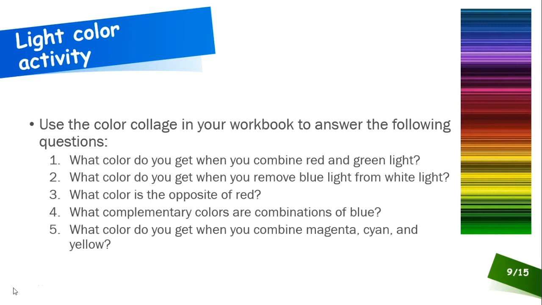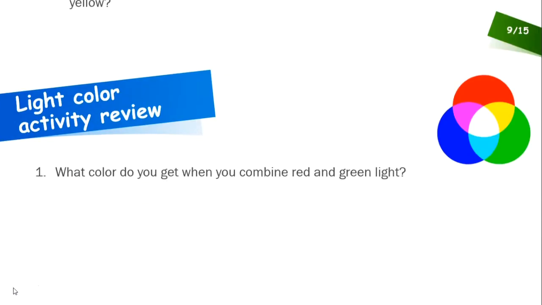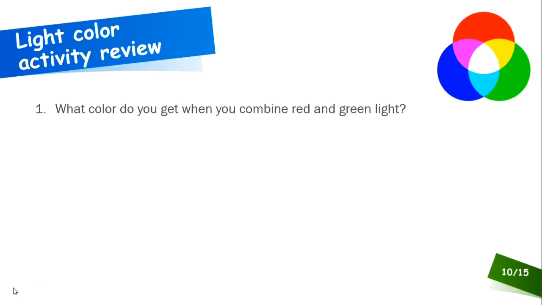Okay, let's see how well you did with this. First question, what color do you get when you combine red and green light? And the answer is yellow. So if I look here at my color wheel, so I got red here, I got green here, so I put them both together, and what I get here is the combination of them. That's going to be yellow.